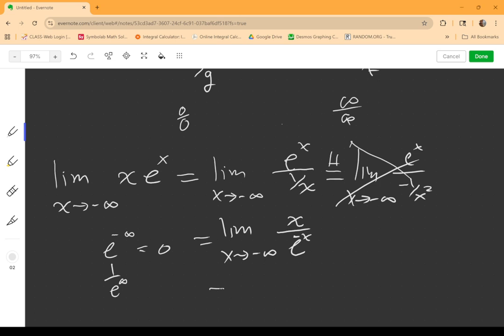Applying L'Hopital's rule, we get the limit as x goes to negative infinity of 1 over negative e to the negative x. And then applying the reciprocal rule for exponents, the limit as x goes to negative infinity of negative e to the x. As x is going to negative infinity, this overall value is getting really, really small. In fact, it is approaching 0.